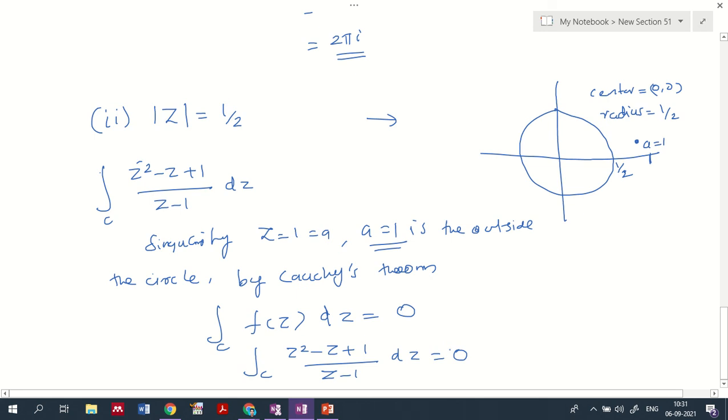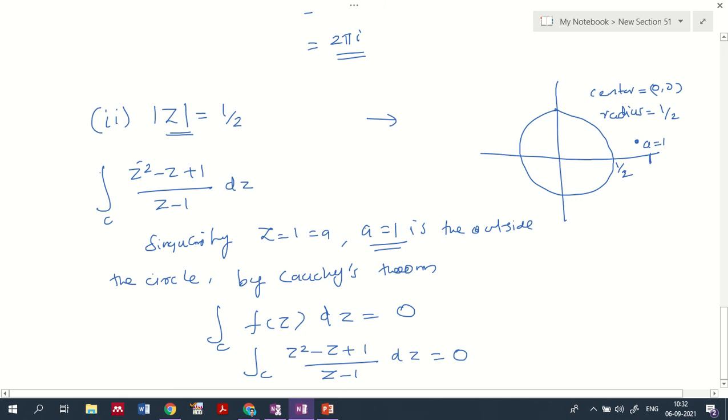Okay, first you have to address that, and you have to get the preliminary representation of it, that is the corresponding radius or the center value. From this equation we already understood how to get the radius and the center from the first cases. So here the radius is half and the center is 0, 0. In that case the singularity point we already obtained, a equal to 1, will be well outside the circle, so we can directly apply Cauchy's theorem.